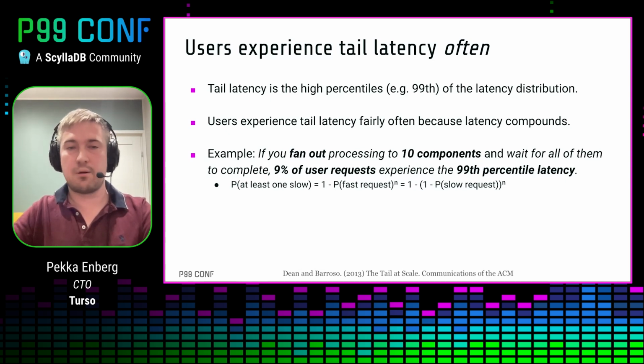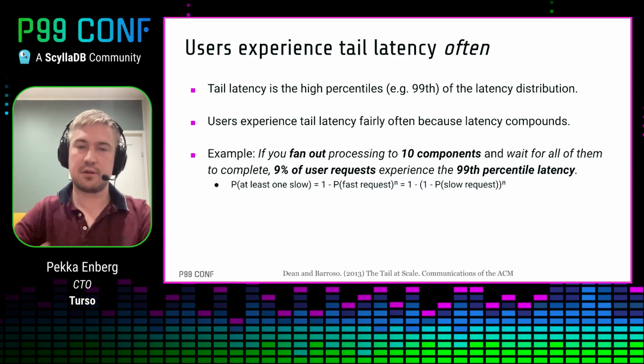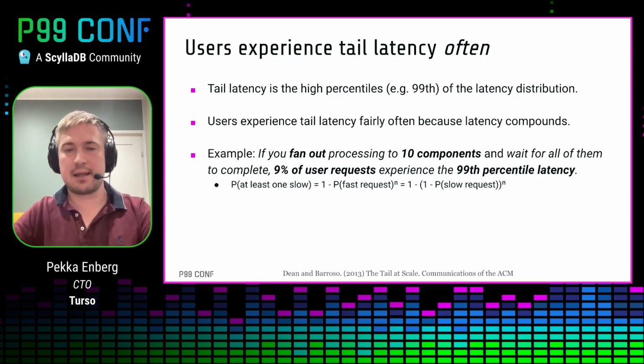But because latency compounds, users can experience this tail latency fairly often. You might think, okay, it's just 1% of the time, but because of compounding, it can happen a lot. One example: you have a backend service taking a user request and then fanning out processing to only 10 components. There could be other backend systems or database queries, but you typically have to wait for all of them to complete. In this example, with 10 components, 9% of user requests will experience the 99th percentile latency. This is what I mean when I say it happens often.